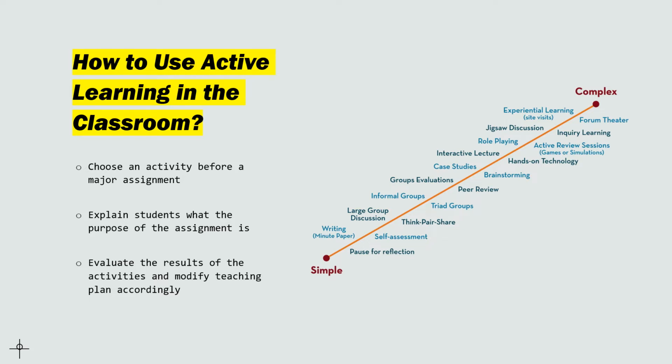Once you know what activity you want to use, explain the activity to the students and what the purpose of the activity is. For example, you tell them you will ask background questions so you can have a better understanding of where the class is, and if you need to go over certain concepts before jumping into a more complex concept. Once you get the results from the activity, you can organize the results for yourself, put them into different groups, and modify the teaching plan accordingly.